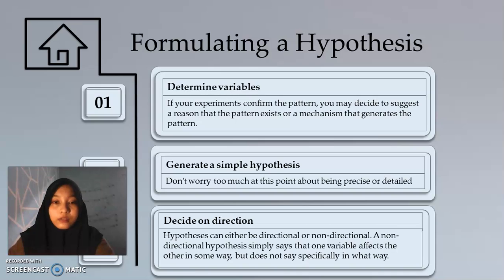Next is decide on the right direction. A hypothesis can either be directional or non-directional. A non-directional hypothesis simply says that one variable affects the other in some way, but does not say specifically in what way.